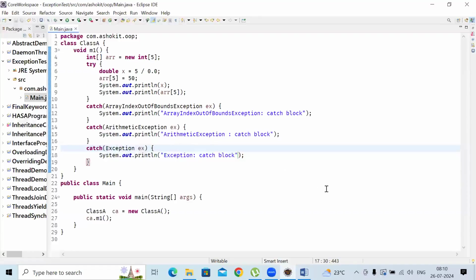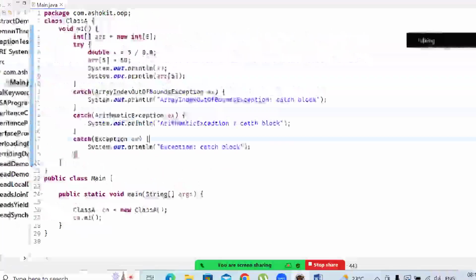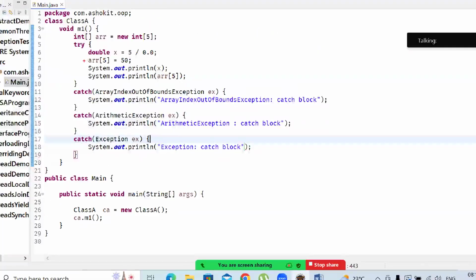Okay. Observe here. If you look at our code at line number 7, what type of exception are we going to get? ArrayIndexOutOfBoundsException. Immediately, control jumps to the nearest catch block. Who is the nearest catch block from line number 7, guys? Line number 11. What is the type of exception in this catch? This catch has ArrayIndexOutOfBoundsException, right?